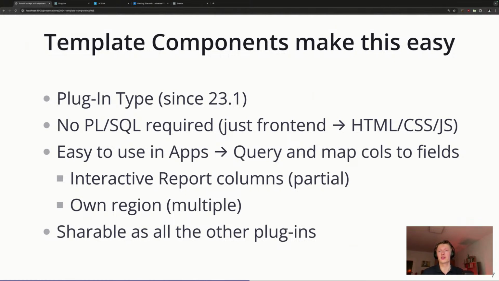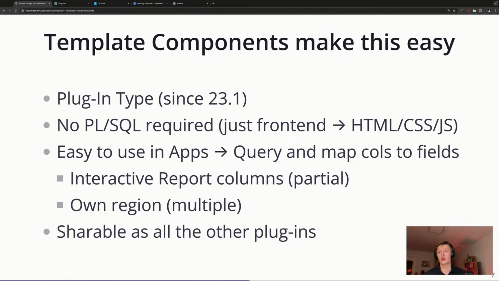If you are then consuming the plugin, so user 1 develops a plugin, user 2 then wants to integrate it into his Apex app, you just have a region type of that plugin, and you can just drag it into your app, put in a query in there, say which column maps to which field in my region, and then you're ready to go.